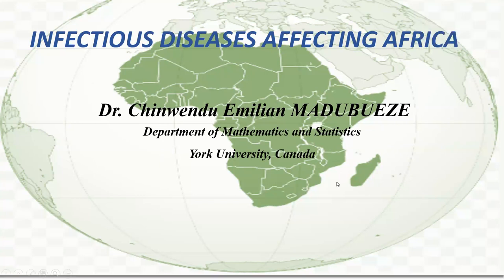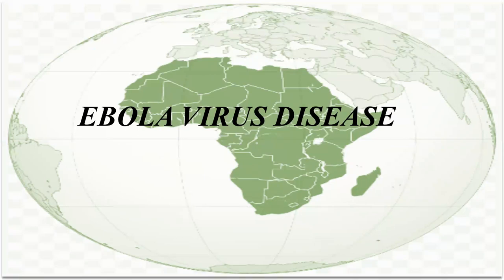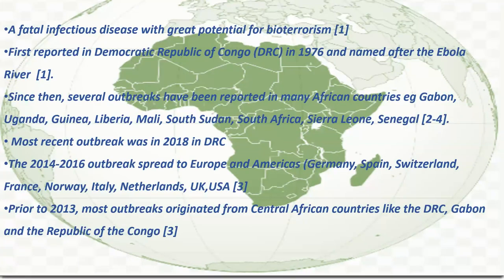Okay, so today I'm going to present on two diseases, which are Ebola virus disease and Lassa fever virus disease. But these are part of diseases that are endemic in some parts of Africa. Ebola virus disease is a fatal infectious disease with great potential for bioterrorism. Ebola virus was first reported in the Democratic Republic of Congo in 1976 and is named after the Ebola River in that country. Ever since this outbreak, there have been several outbreaks reported in many African countries.